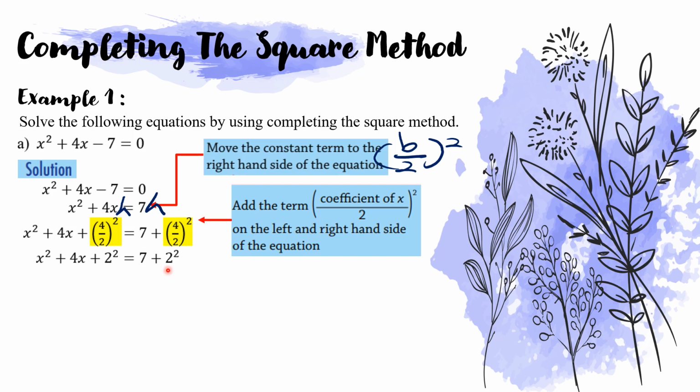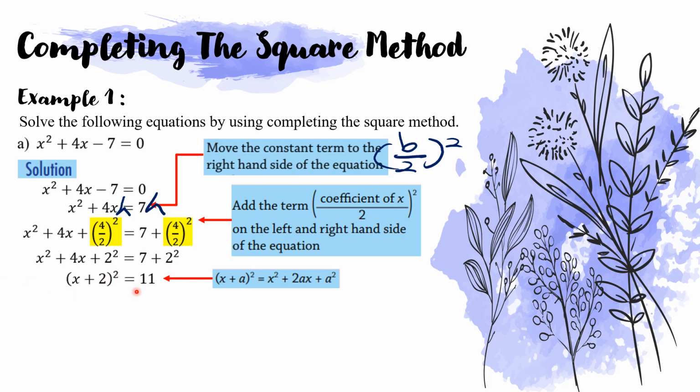Okay, next you need to factorize this equation into bracket form. So how to factorize this? You can see that this is x squared plus 4x plus 2 to the power of 2. So here, x squared plus 2ax plus a squared, where 2a is 4, so a is the value of 2. So it becomes (x plus a) to the power of 2. That's how we get (x plus 2) to the power of 2.